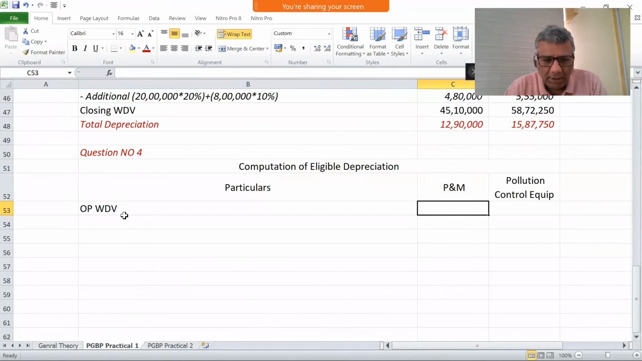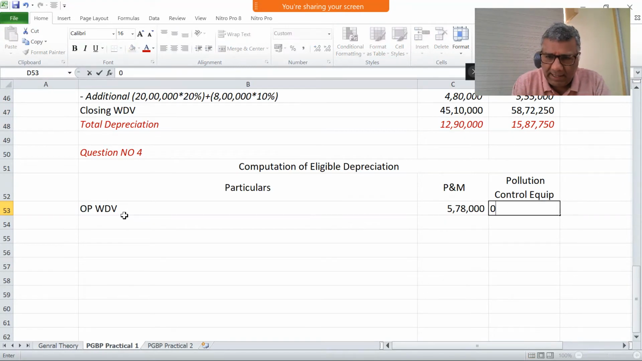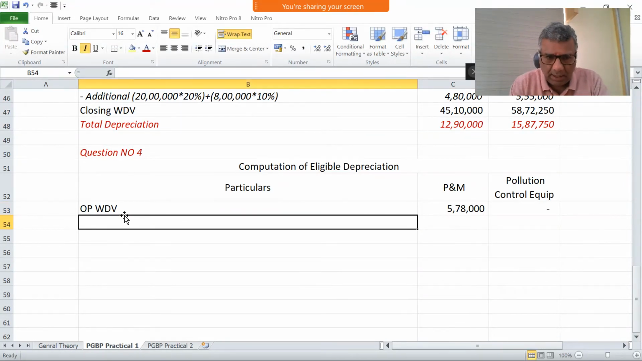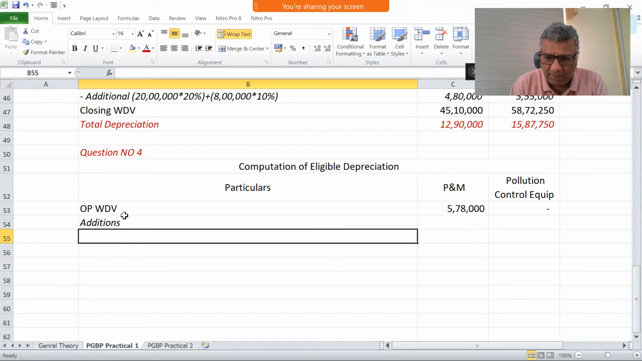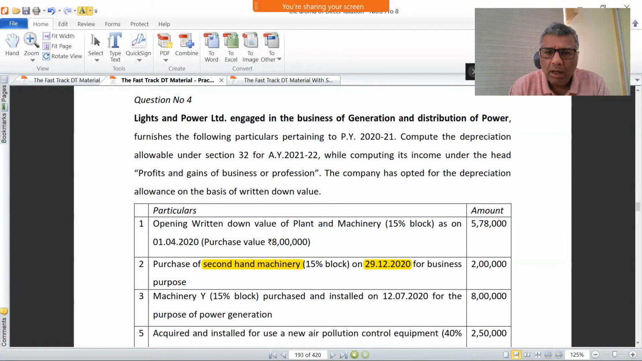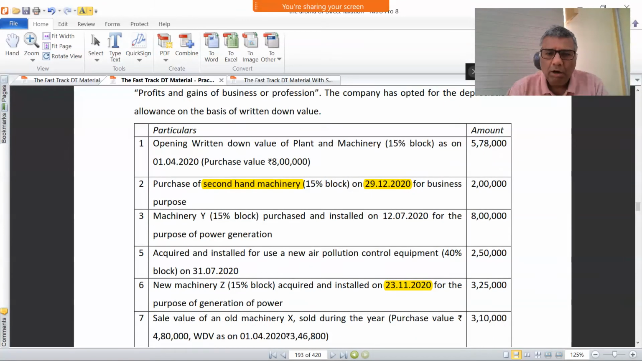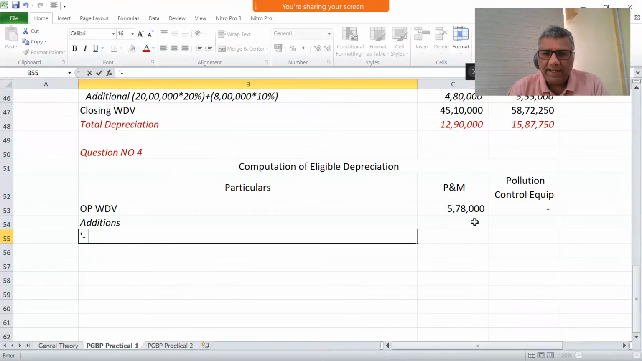Okay. Opening WDV 5,78,000. Here it is nil. Additions. More than 180 days, this 8 lakhs. Put to use for 180 days or more, 8 lakhs.